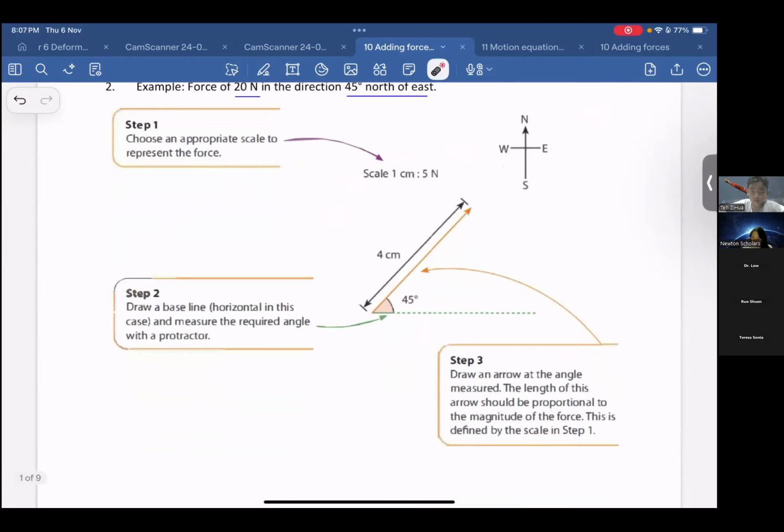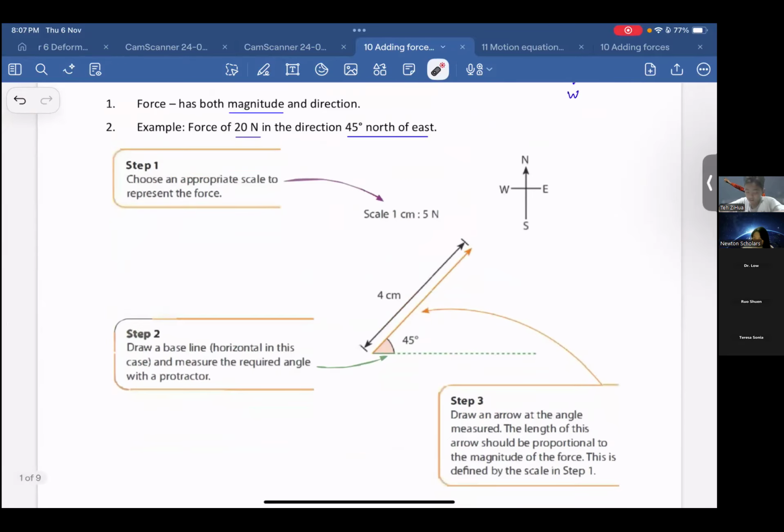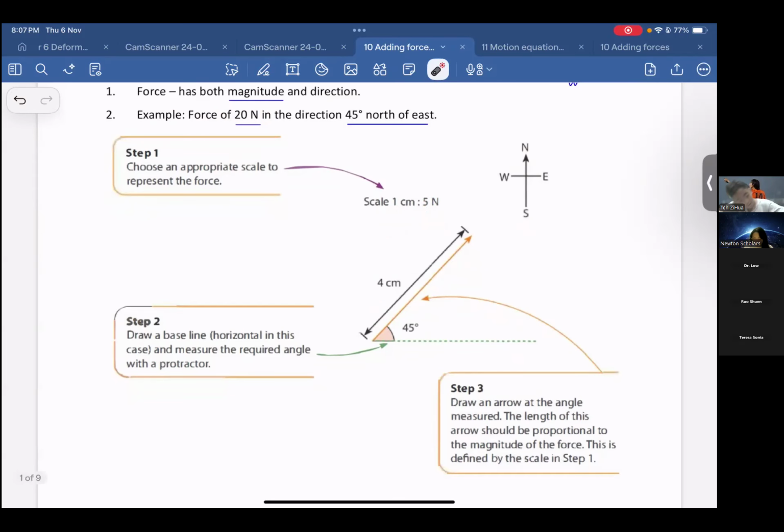So here, for example, this one for 20 Newton, we use 1 cm to represent 5 Newton. Every 1 cm represents 5 Newton. So for 20 Newton, we draw 4 cm to represent it. Then how do we measure 45 degree? Using a protractor. Then after that, you need to draw the direction to show your vector direction. So this is the first step.